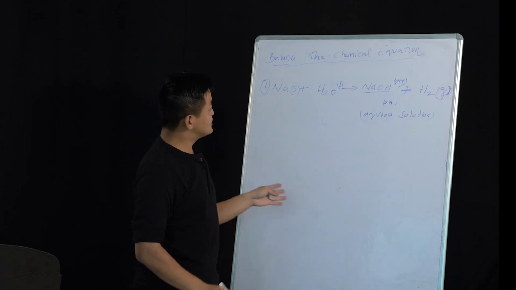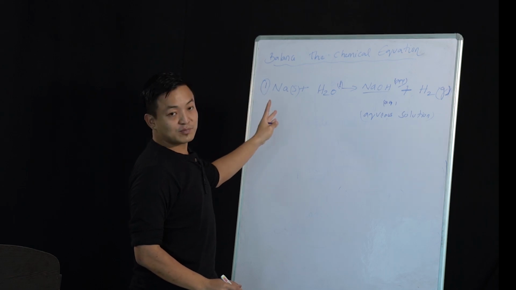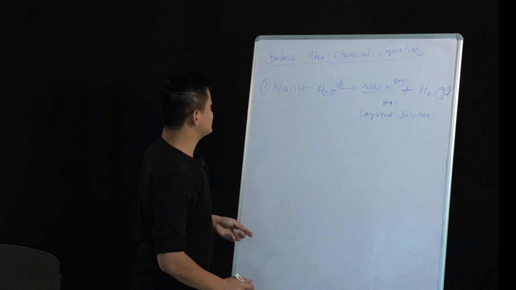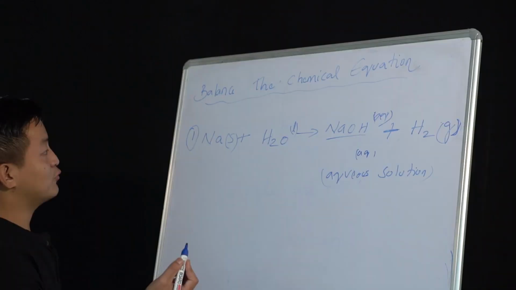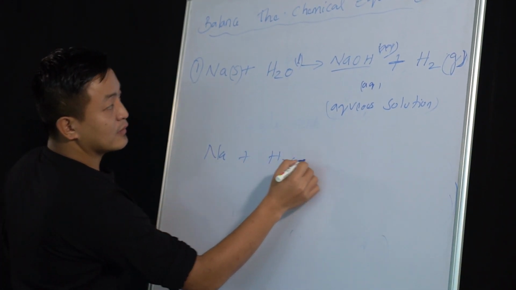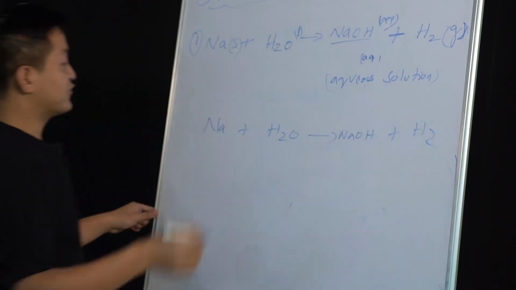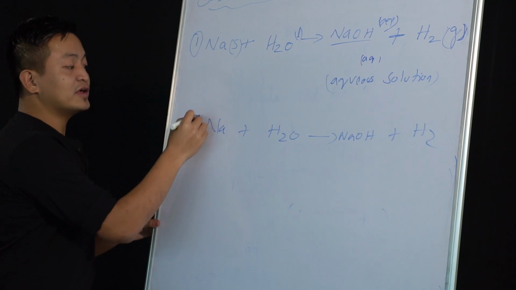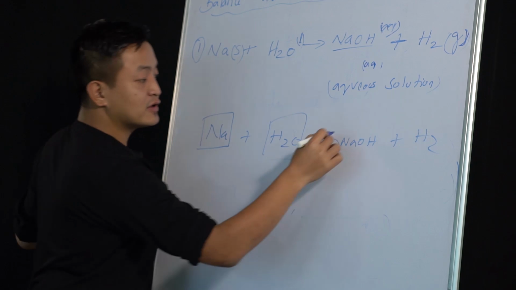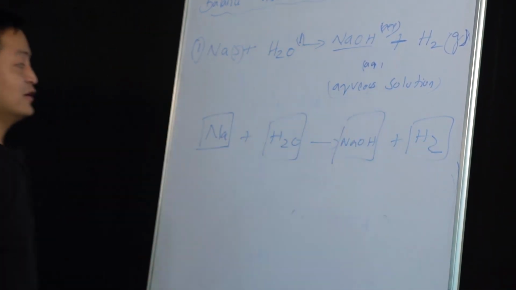Now let's check together whether this equation is balanced or not. If it is not balanced, we'll apply the steps that I gave yesterday and balance this equation. The first step is to write the chemical equation here, and draw a box around each formula. So you draw a box around sodium, water, sodium hydroxide, and hydrogen gas.